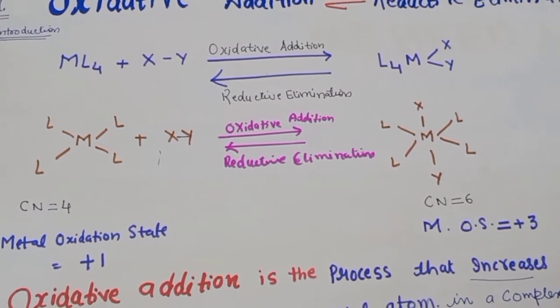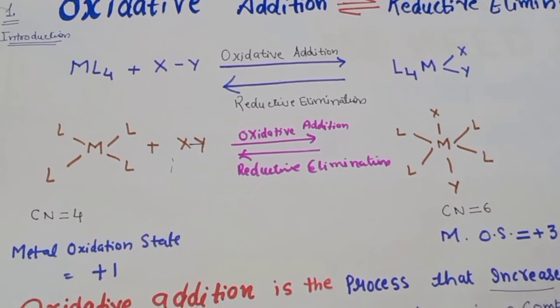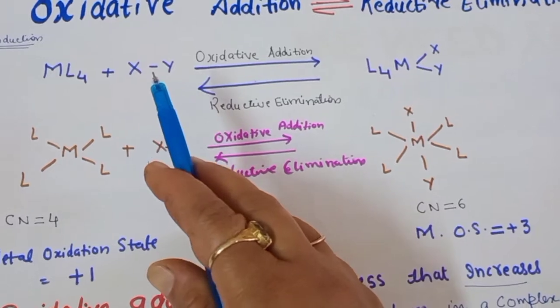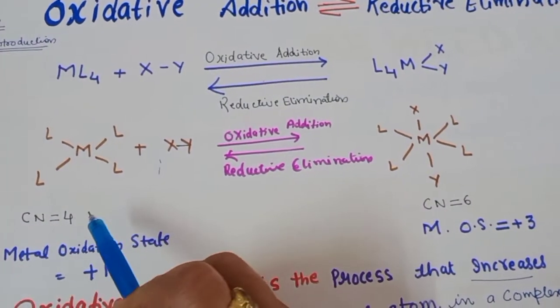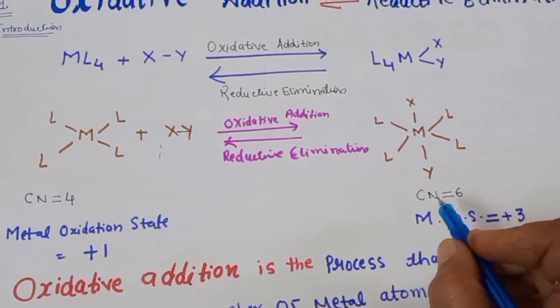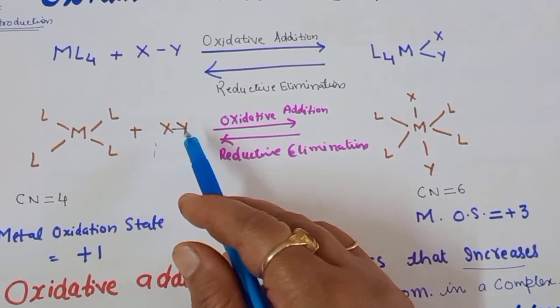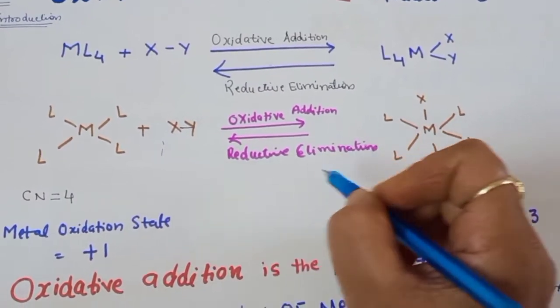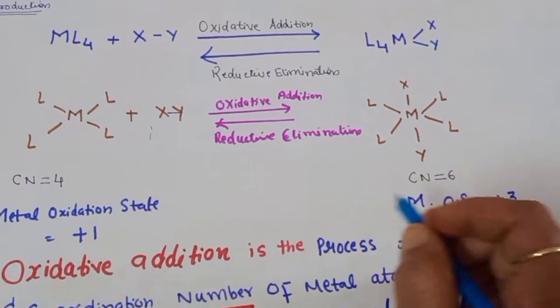So now let us see. Suppose any complex ML4 type is there and it is getting attached with XY. What happens here? For the ML4, the coordination number here is 4 and it gets increased to the coordination number 6, as these two ligands X and Y get attached to this complex, and the coordination number of the metal complex changes from 4 to 6.